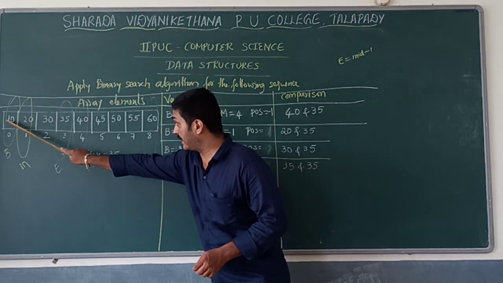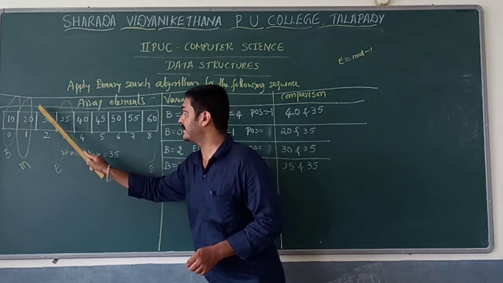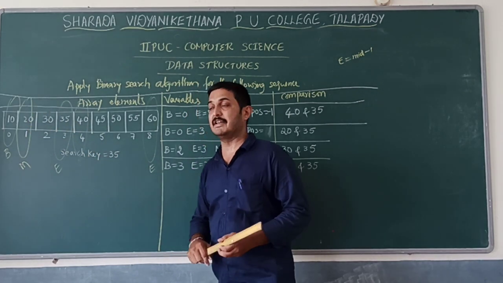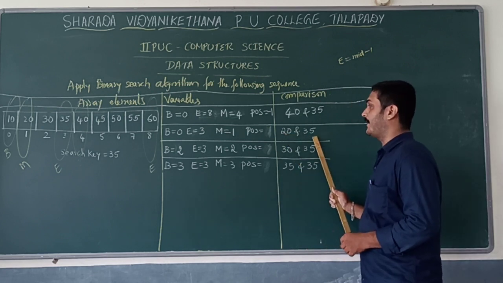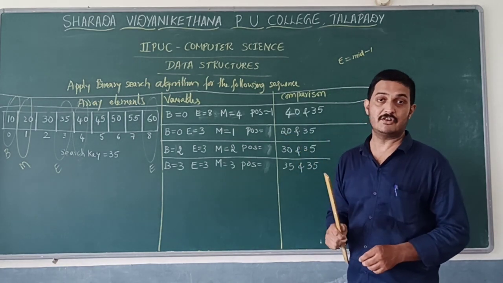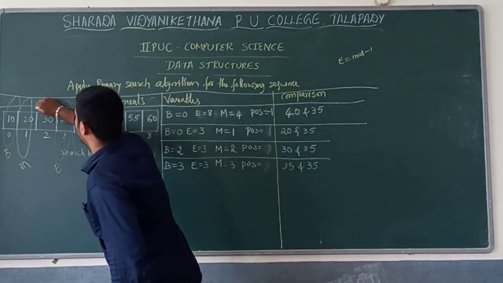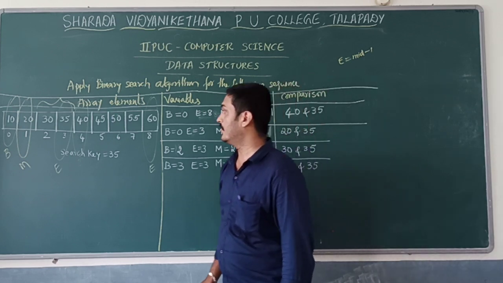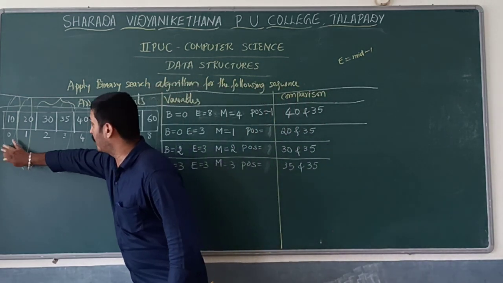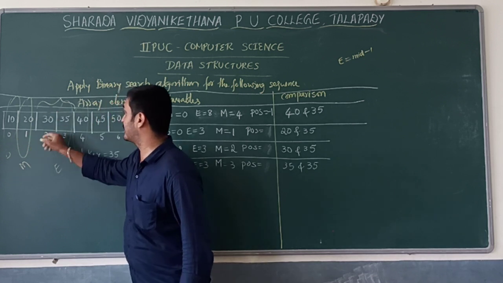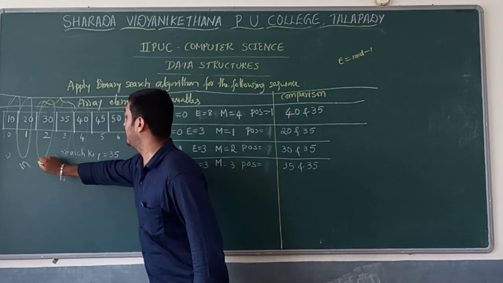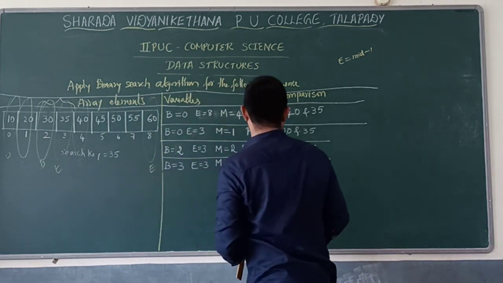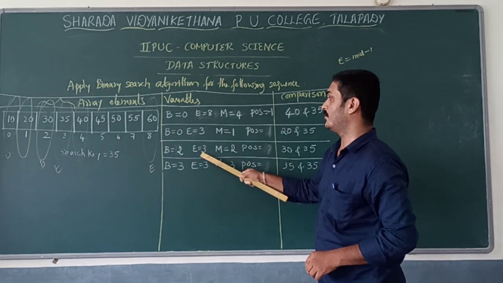So there is a first half and a second half; actually, the second half involves two elements. The middle element, 20, is compared with 35. Since 35 is greater than 20, the search involves the second half. So we relocate B: B will be mid plus 1. So B is equal to 2 and E is equal to 3.